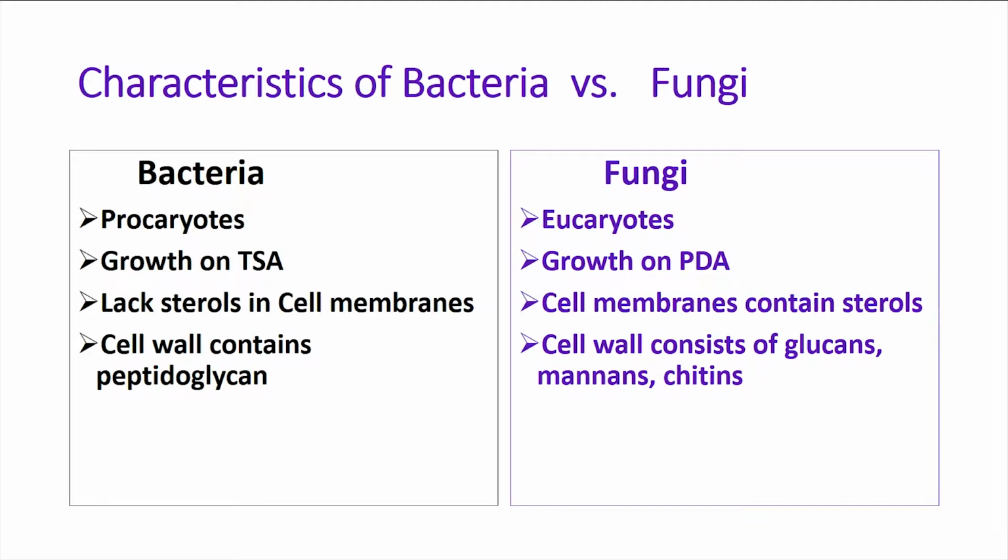Fungi grow preferentially on PDA, whereas bacteria grow preferentially on TSA. Key difference we'll talk about here in just a second. Bacteria have very simple cell membranes. They don't have any sterols, whereas fungi have more complex cell membranes involving sterols, having a more rigid structure. Bacteria also have peptidoglycans in their cell wall, which is kind of a random assortment of sugars attached to proteins, whereas fungi have very specific sugar arrangements, including glucans, mannans, and chitins. So they have a very specific type of structure to their cellular proteins.